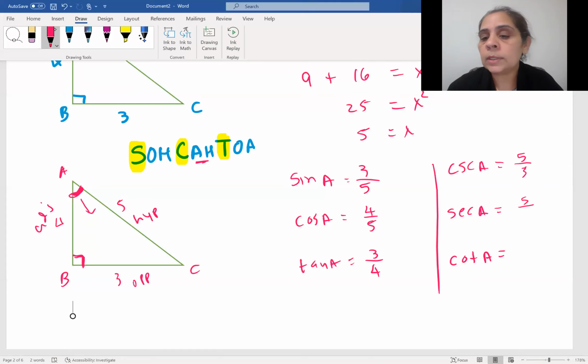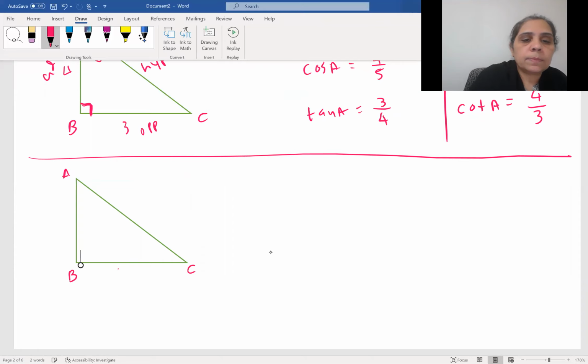So let's see one more example. We have a right triangle here, and let's say we have triangle A, B, and C. I will give you exactly the same triple, 3, 4, and 5. And this time I will find for angle C. All right, let's see what will happen from here.